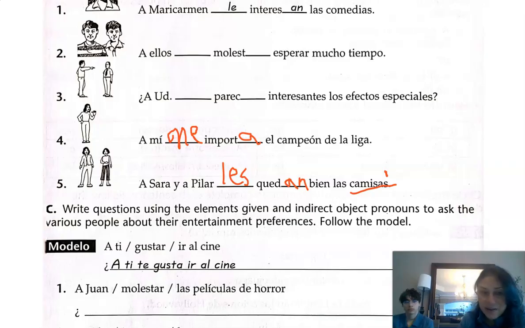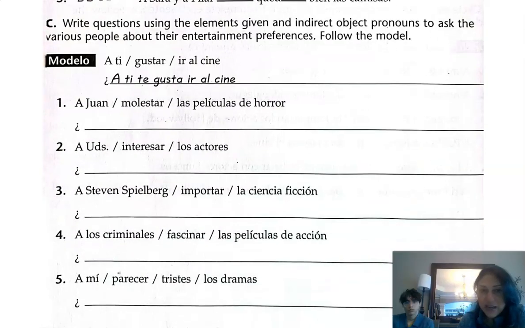All right. So now down here at the bottom, you'll write these sentences. So let's just go ahead with the example. They give you the clarifier, a ti. So you know your pronoun is going to be what? The indirect object pronoun is going to be te. And then your verb is gustar, and then it's ir al cine. If it's a verb, the verb is always going to be singular. It's never going to be with an N with a verb that you're liking. If you're liking to do something, remember, that will never be with an N. So, a ti te gusta ir al cine.